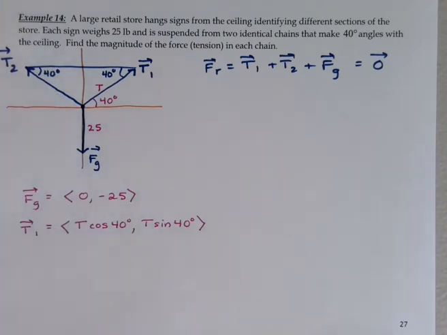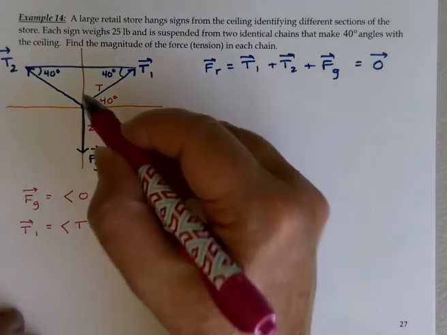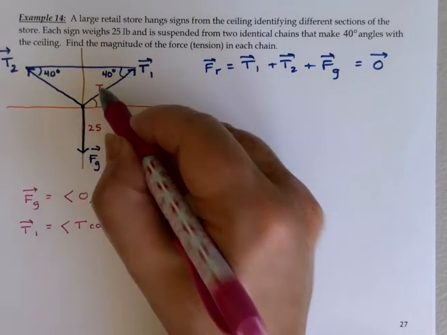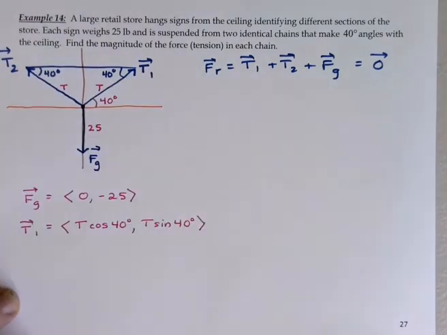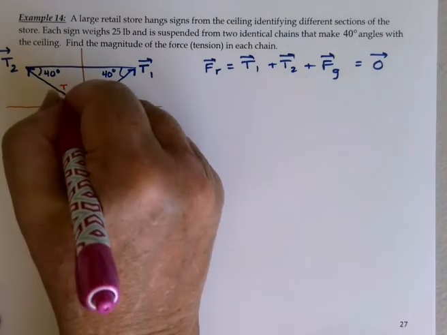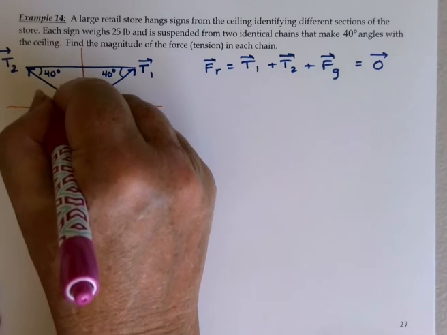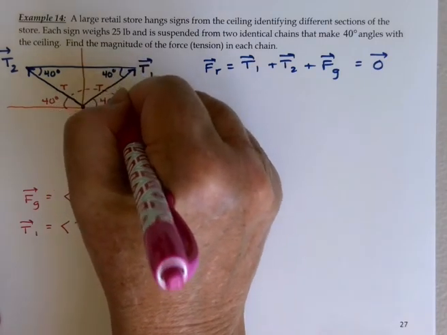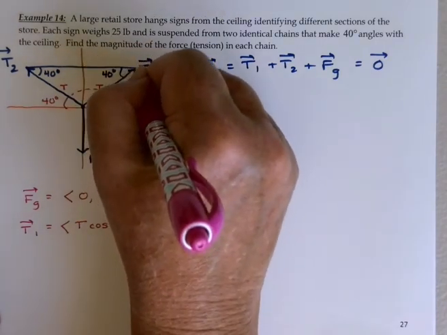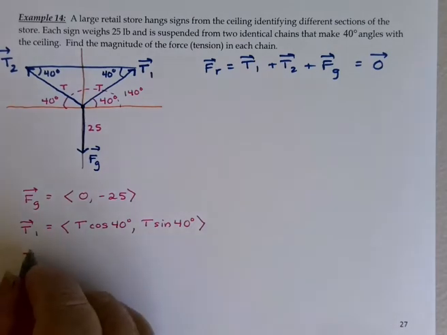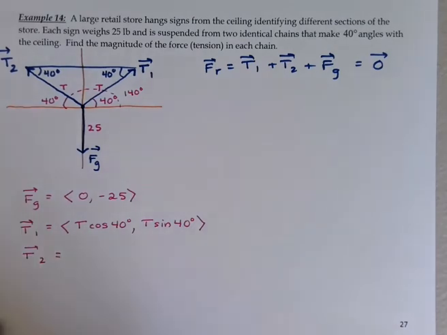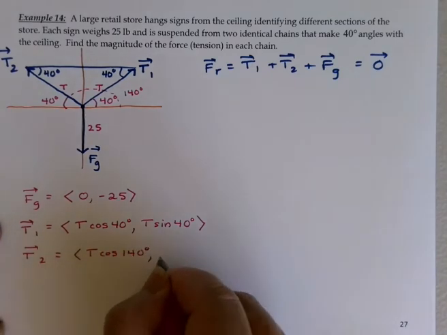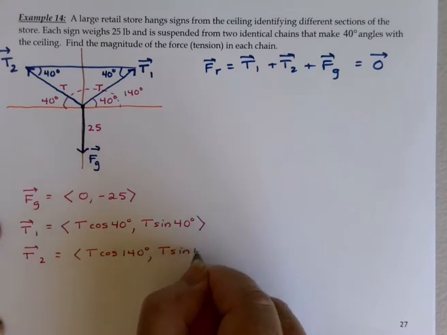As far as T2, by the symmetry of the situation, the magnitudes of these two vectors are going to be the same. So if this vector has a magnitude of T, this one does as well. Now this angle would be 40 degrees, meaning that the angle with the positive x-axis all the way around to here would actually be 140 degrees. So for T2, I'm going to go with T cos 140, T sine 140.